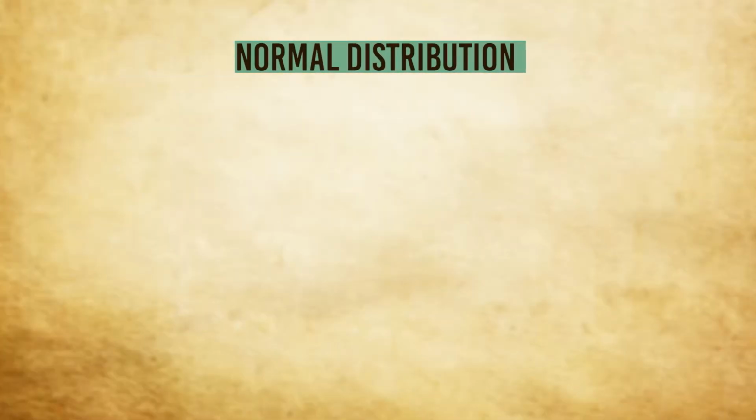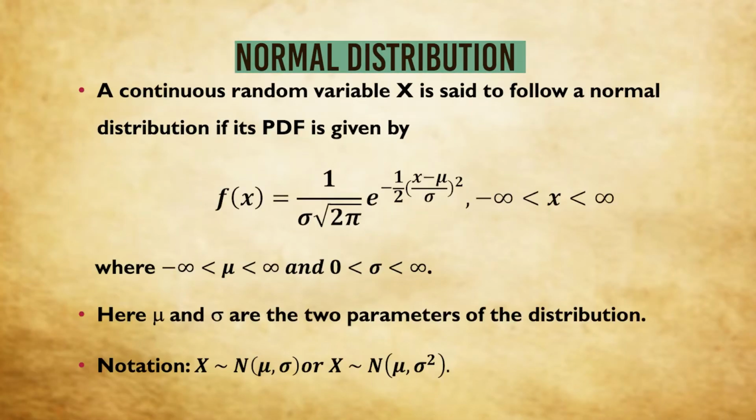Now we come to the normal distribution. Normal distribution is the distribution of a continuous random variable. And a continuous random variable x is said to follow a normal distribution if its PDF is given in the form as you can see on the screen. f(x) is 1 by sigma root 2 pi e to the power minus half (x minus mu by sigma) whole square, where x lies between minus infinity and infinity.